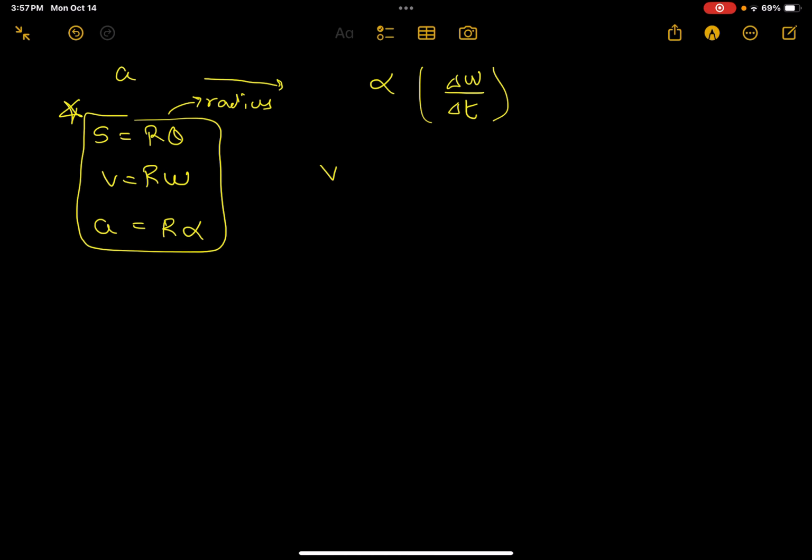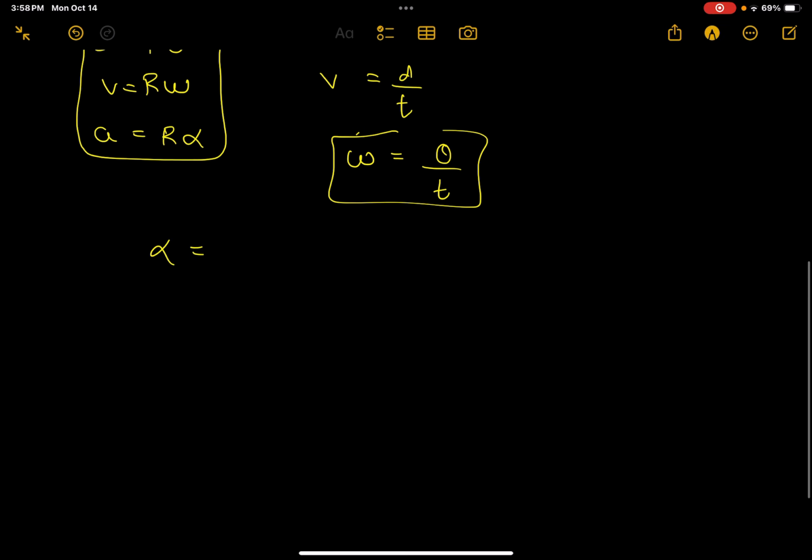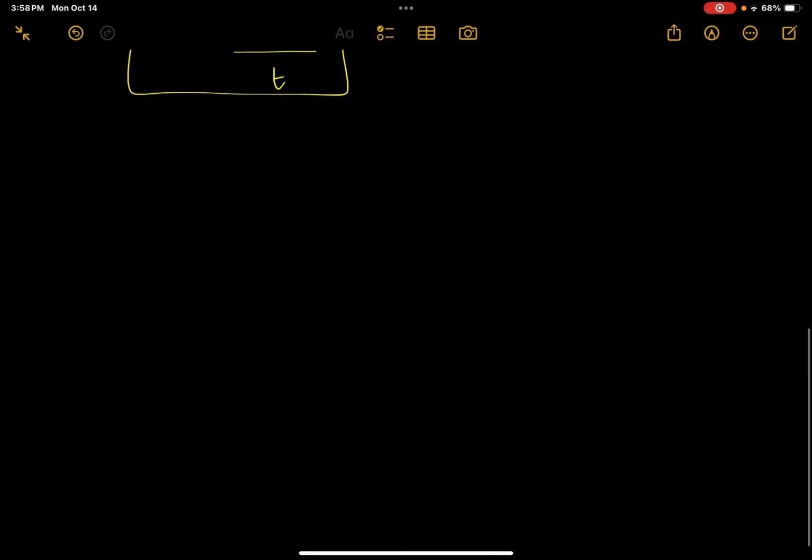We have v is equal to d upon t. Speed is equal to the distance upon a certain time. So just like that, omega, the angular velocity, is how much theta you can cover in a certain amount of time. So this is one formula, and alpha is equal to omega final minus omega initial upon time. Now we have the kinematical formulas.